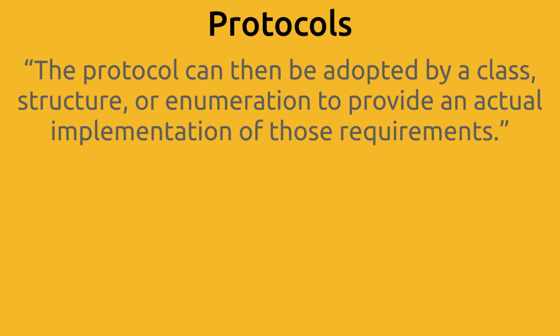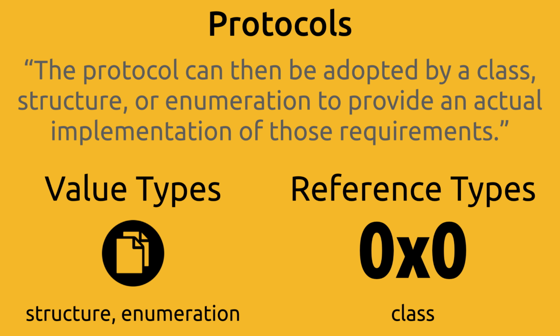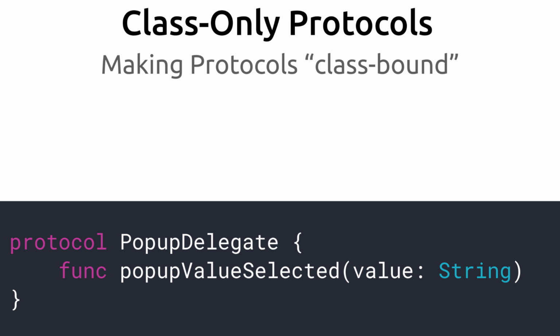And Apple says, the protocol can be adopted by a class, structure, or enumeration to provide an actual implementation of those requirements. The important part here to understand is that protocols can be applied to value types as well as reference types. And currently, the way our protocol is declared, Swift thinks our protocol is being adopted by a value type, and you can't apply weak to value types. So we need to bind or restrict our protocol to a reference type so Swift knows it's a reference type. So how do we do that? Here's how we are currently declaring our protocol.